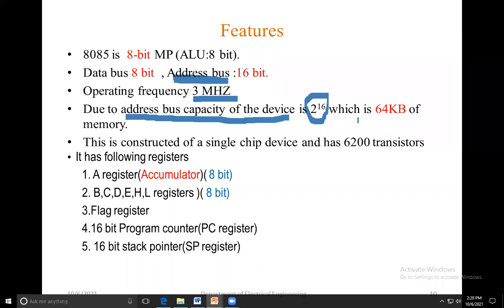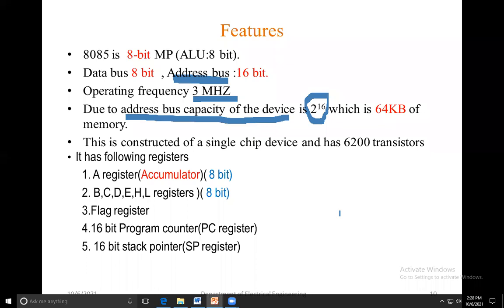If your address bus is 20-bit, then the capacity of your microprocessor is 2 raised to 20, the value which is present as the address memory. So how do you calculate the address capacity of a microprocessor or microcontroller? It is calculated by using 2 raised to the size of the address bus.